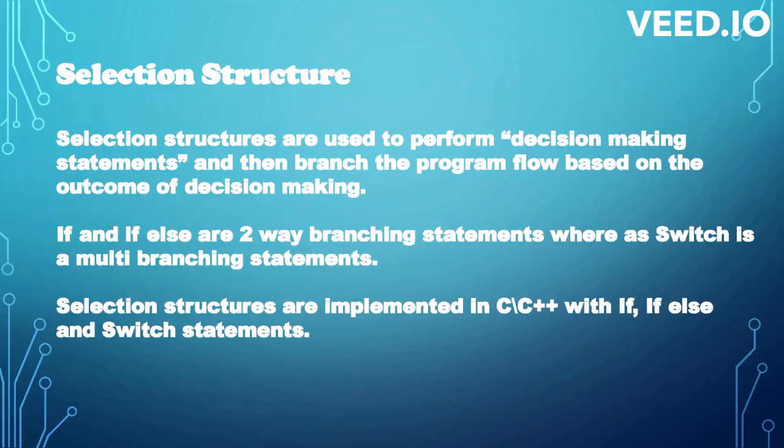With if and if else, you will have a lot of confusion about where to put the bracket, where to close the bracket, or which part of the code you should place in which block. That will be very confusing. Whereas in switch, you can easily write one part of code in case one and another part of code in case two, so you can write multiple cases and won't get a lot of confusion. Selection structures are usually implemented in C and C++ with if, else, and switch statements.